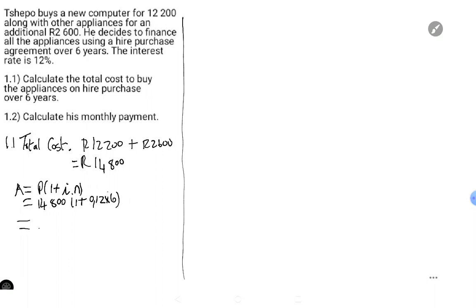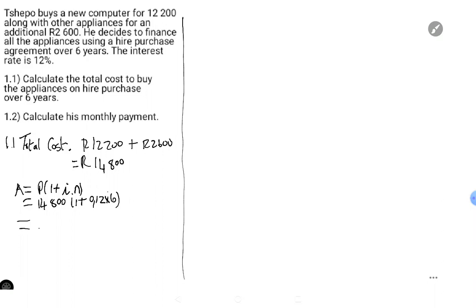So I need a calculator. I'm going to use a calculator now. You don't want to guess this answer because you'll get it wrong. So let's do that. It is 14,800, open bracket, 1 plus 0.12. That there I got from taking 12 divided by 100. So by now you should know that you need to divide every percentage by 100, right? Okay, and so 14,800 open bracket 1 plus 0.12 times the number of years, which is 6.